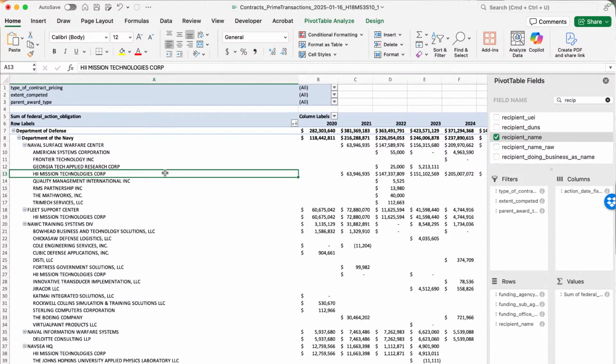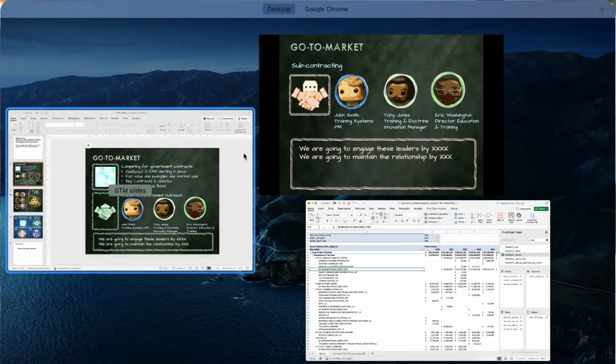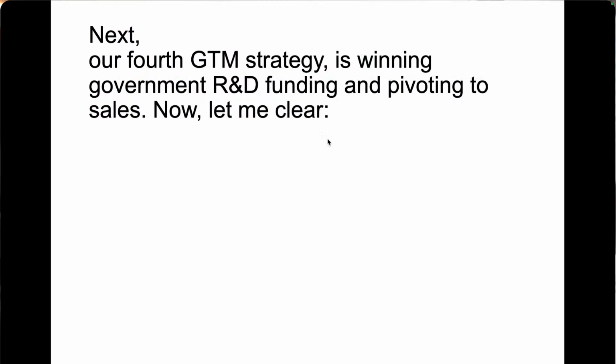Same idea, take the names of the companies, put them into LinkedIn, see who's out there, and see if you have any connections to the people at those companies so that you can start making inroads, start identifying key decision makers, getting that relationship, getting a chance to demo and talk to them about what you do. So that's your subcontracting go-to-market strategy in a nutshell.